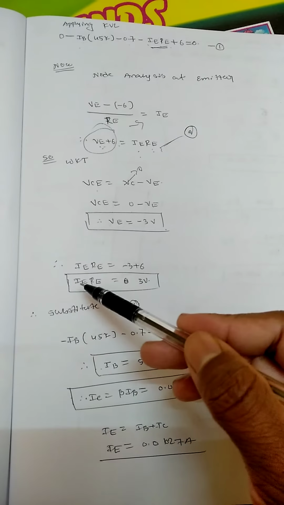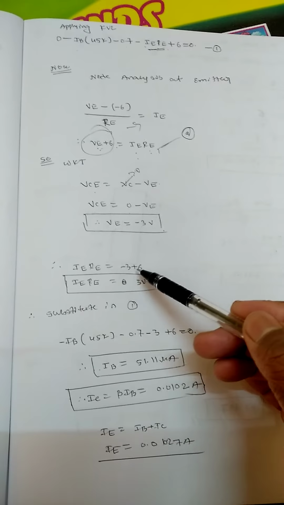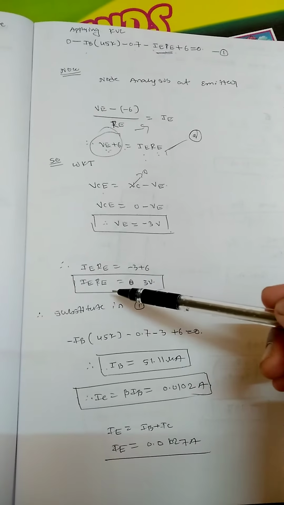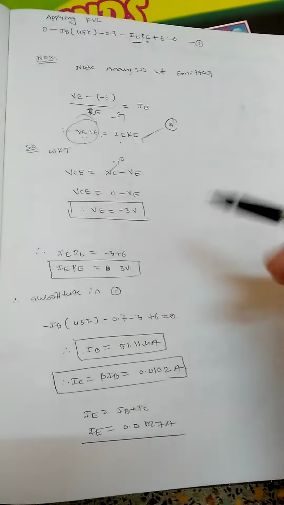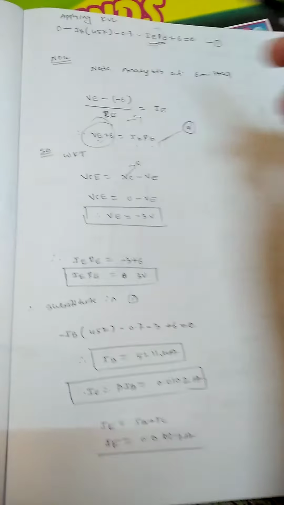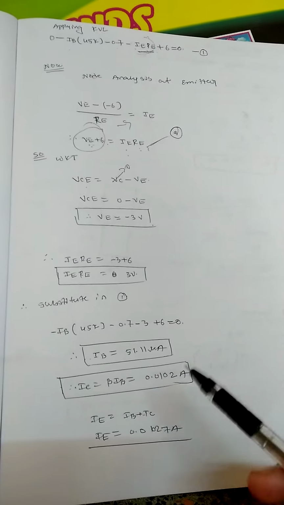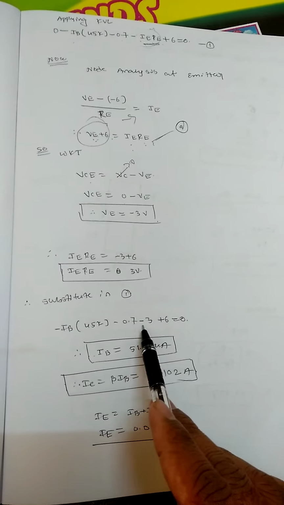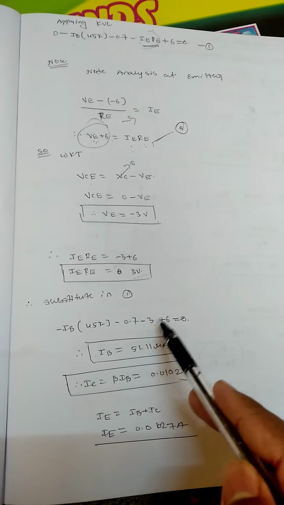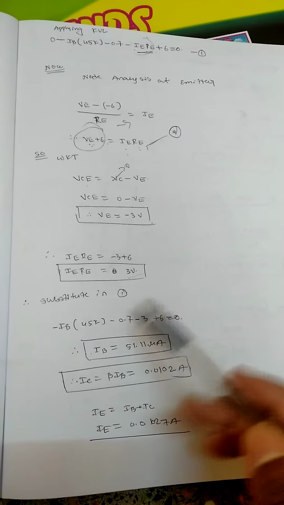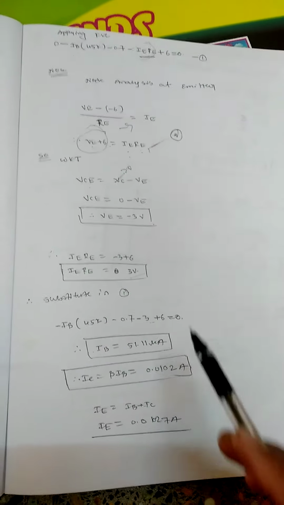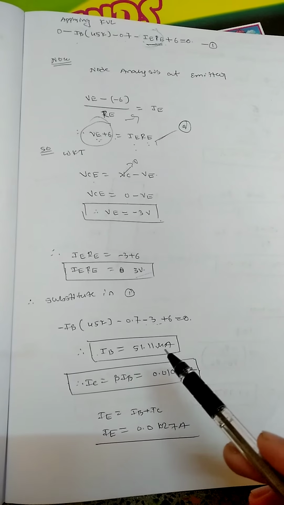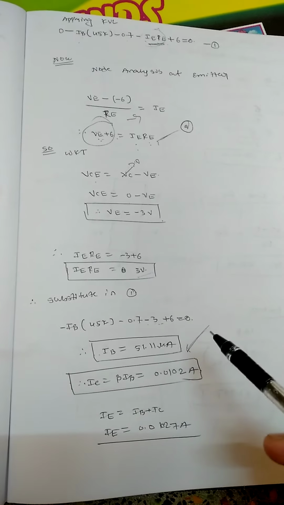So when you substitute here, I into RE equal to minus 3 plus 6, so VE value is minus 3 plus 6, then I will be getting I into RE equal to 3 volt. Alright, so I have got I into RE value here, then I need to substitute in the above equation. So minus IB into 45k minus 0.7 minus 3 volt plus 6 equal to 0. So when you rearrange and solve in the calculus, you will be getting base current IB equal to 51.11 microampere. So this is the base current value.